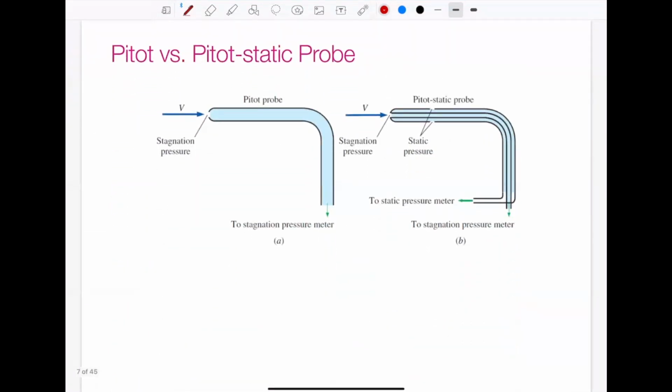So let's compare the pitot tube or pitot probe versus the pitot-static probe. On the left-hand side, we just have a pitot tube or pitot probe, and it's just measuring the stagnation pressure. And then we have a 2D cross-section of the pitot-static probe, and it's measuring the stagnation pressure at the end, and the static taps on the side are measuring the static pressure. Both of these would be connected to whatever device is being used to measure that pressure, some pressure meter.